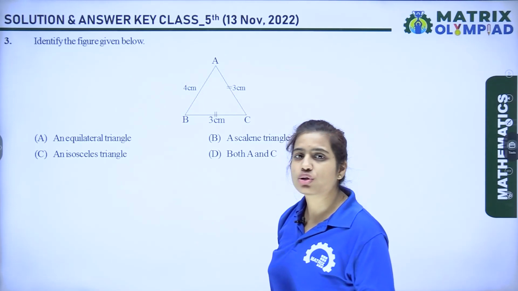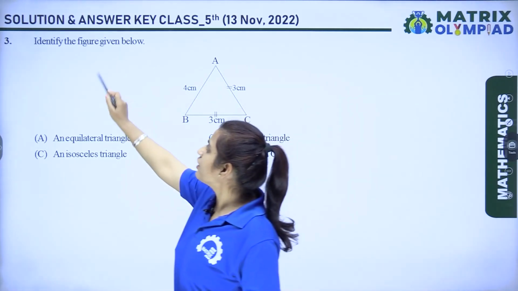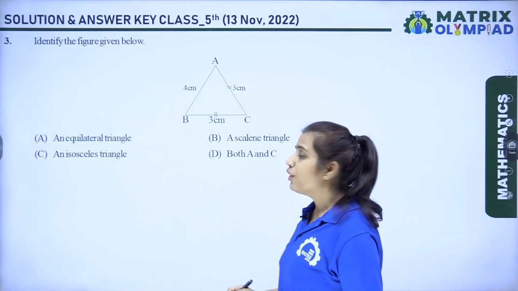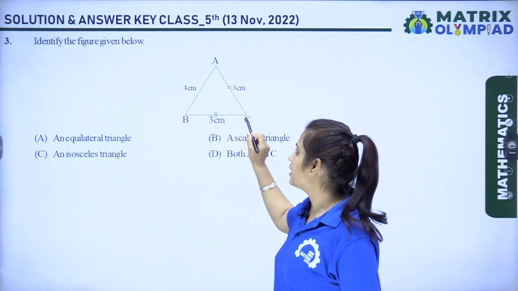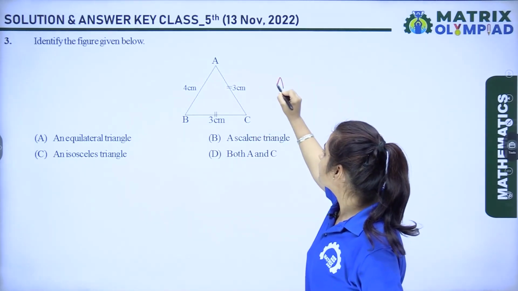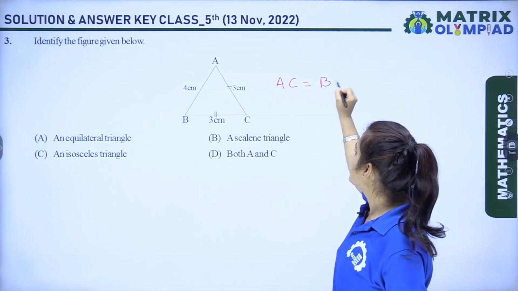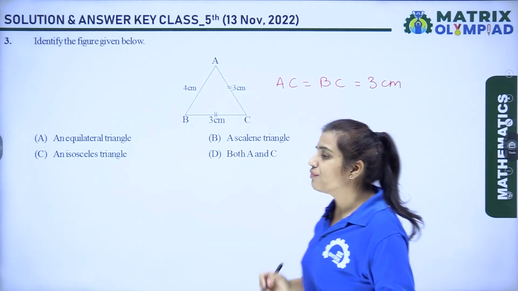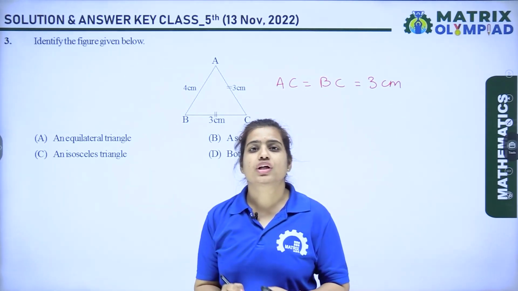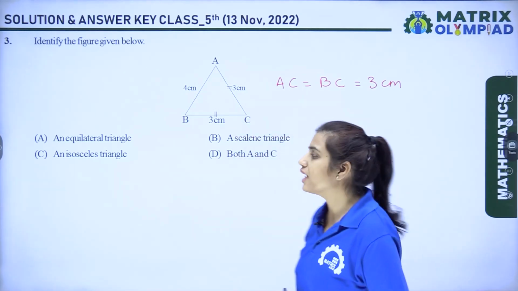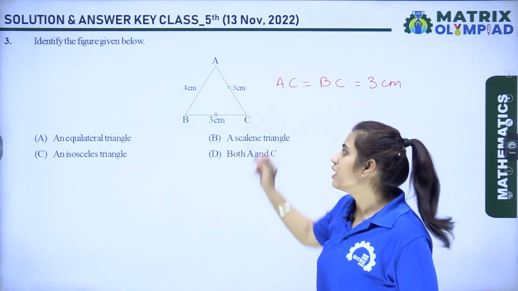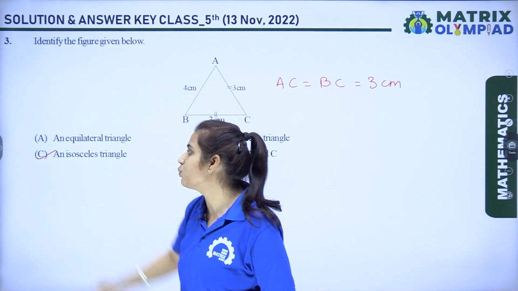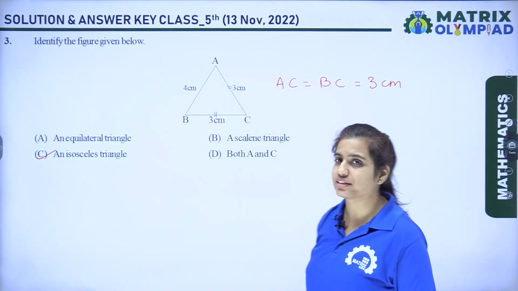Now, the next question. Question number 3. Identify the figure given below. We have to identify which kind of figure it is. Now here we have a triangle ABC in which we can see that AC is equal to BC, that is equal to 3 centimeter. So we know that any triangle with two sides equal is known as isosceles triangle. So here triangle ABC is an isosceles triangle with two sides equal. So here option C is the correct answer.